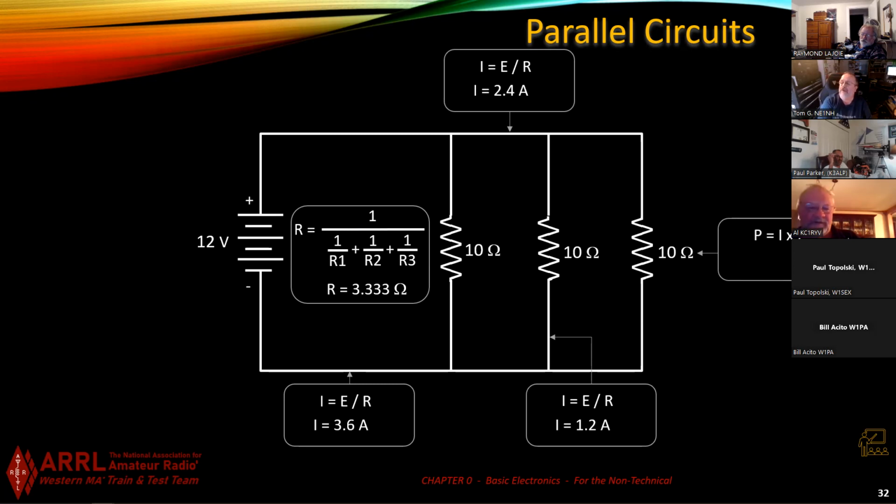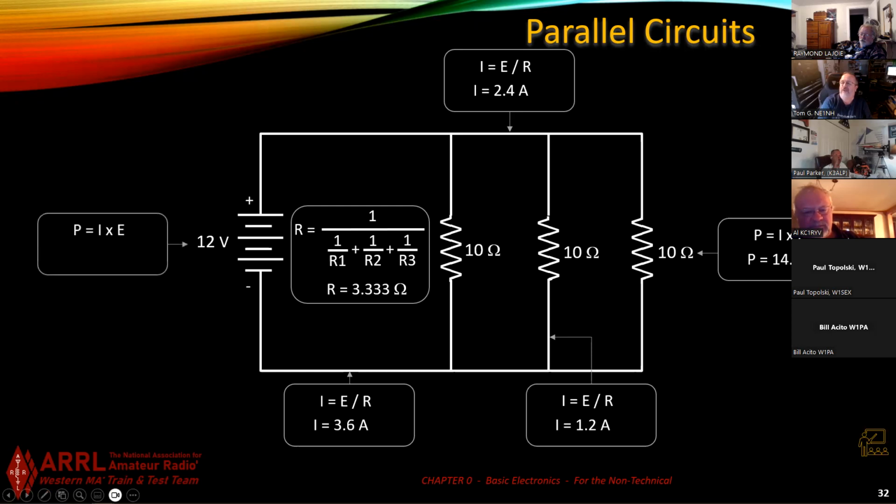So power, keep in mind, each of these dissipates a certain amount of power, right? So P equals I times E. So what's our E going to be right here? What did we say in parallel? The voltage is what? The same or different? Same. So you got 12 volts times how much current in this one leg? 1.2. Right. 14.4 watts.